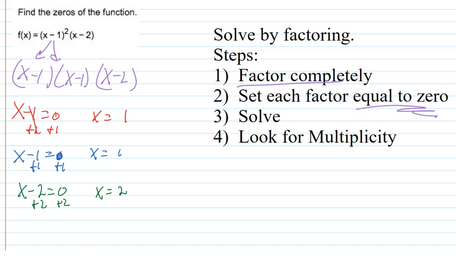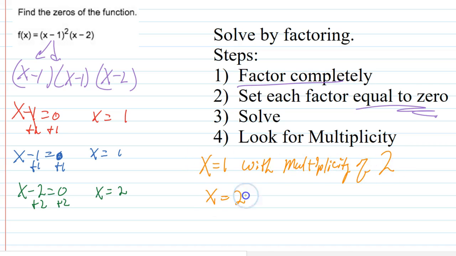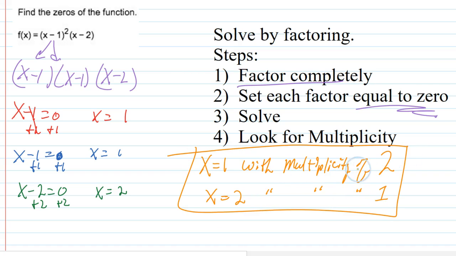Now, when actually writing the answers, you would say x equals 1 with a multiplicity of 2, and x equals 2. Sometimes they'll actually want you to say with a multiplicity of 1 because there's only one of them. Depending on what book you are working out of, it'll either say with a multiplicity of 1, or you just simply write the x equals 2.